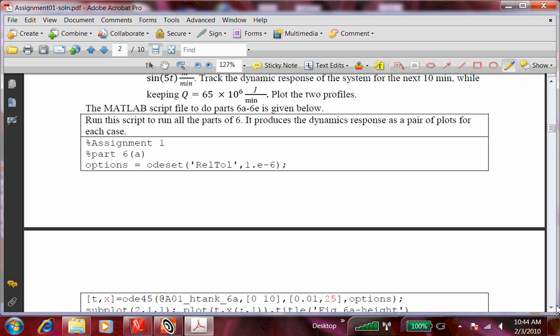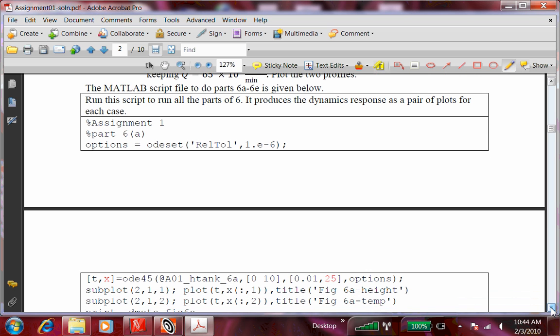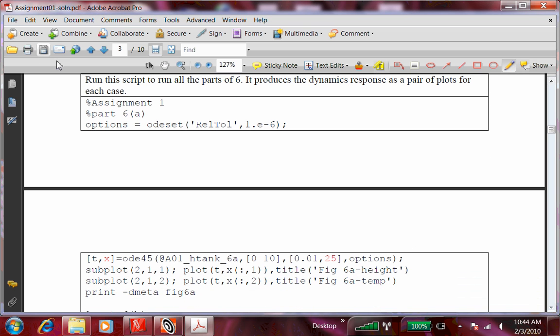So what you see here is whenever you see a percent sign like this, it means it is a comment. MATLAB simply ignores that line. On a command line, you can put percent and type anything, and it will just be ignored. It's a way of commenting what you are doing. So here I'm saying it's assignment 1, part 6A. And options, you already know what it does. It sets the option for the ODE integrator.